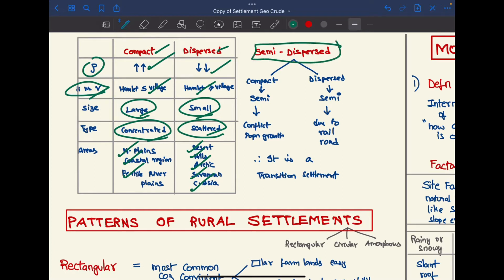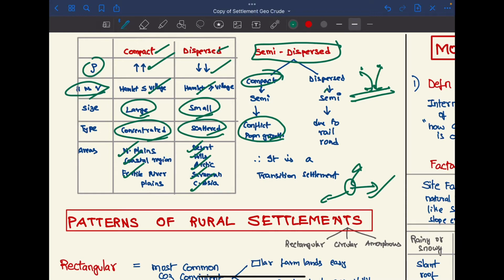Coming to semi-dispersed, if in a compact settlement, because of conflict or population growth, people are moving away from the compact settlement, it can become a semi-dispersed settlement. Or if in a dispersed settlement, because of a road or something, people are coming and aggregating here, it can become a semi-dispersed settlement. So this is a transition settlement, semi-dispersed.